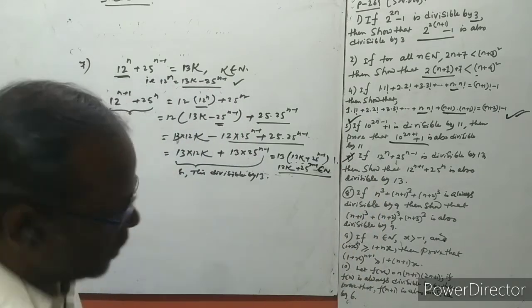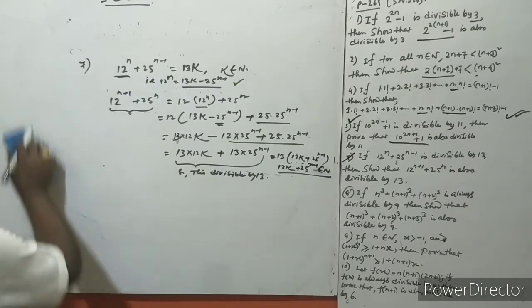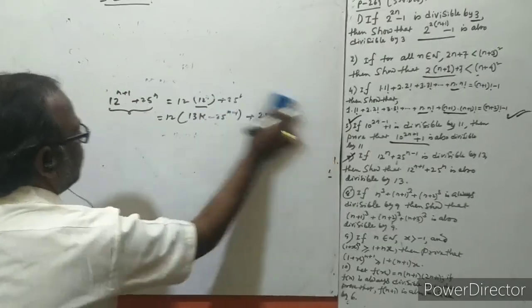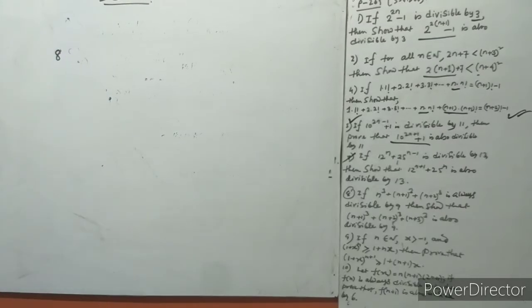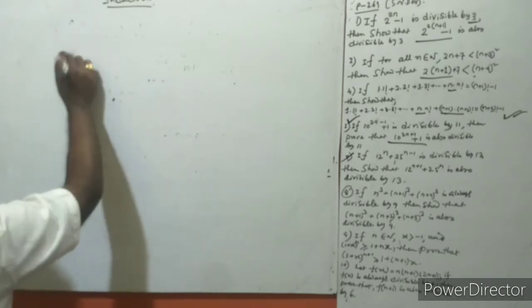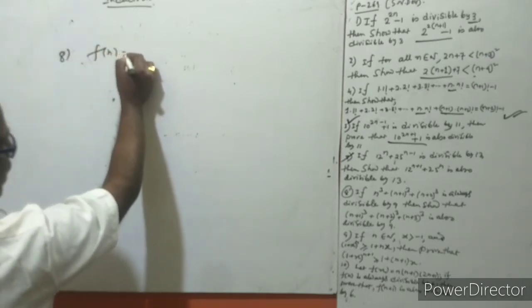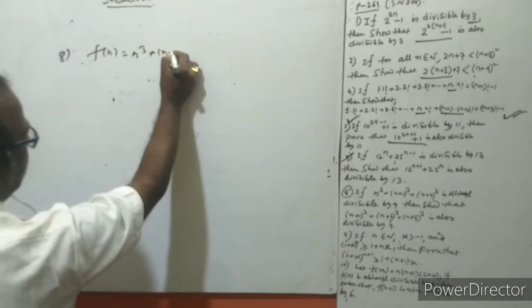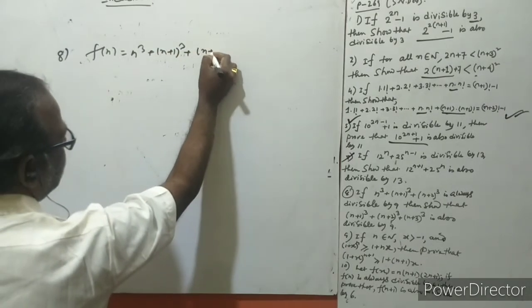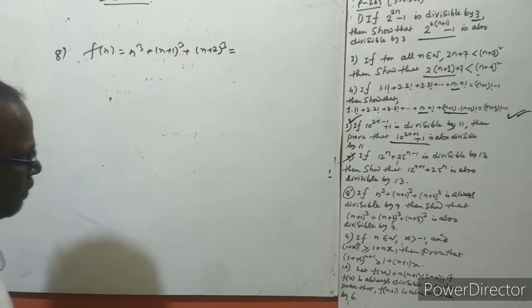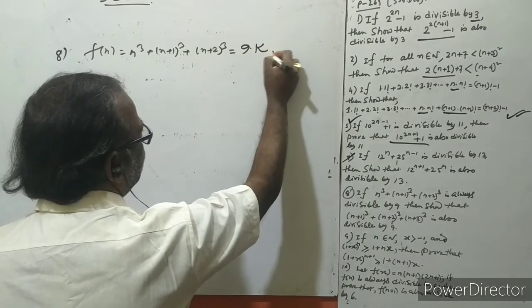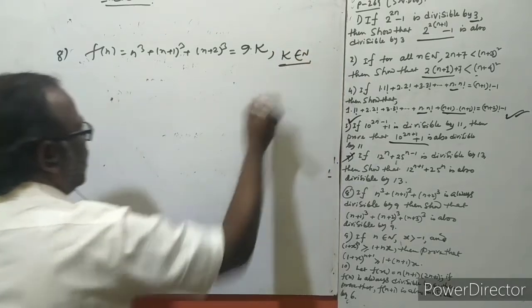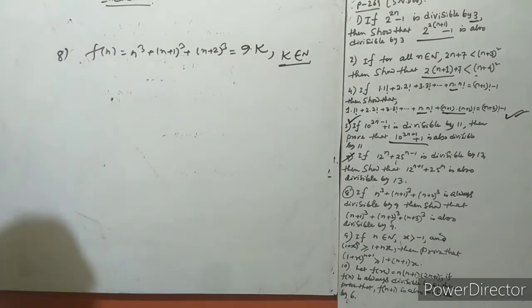Okay, now question number 8. Let us take up a function f of n equal to n cube plus n plus 1 whole cube plus n plus 2 whole cube, and given that this is always divisible by 9, so 9k. Let us assume k is an integer, so the given expression is divisible by 9.